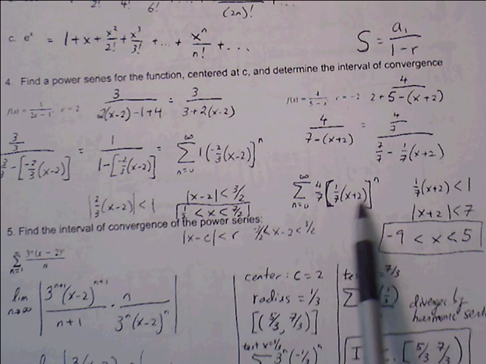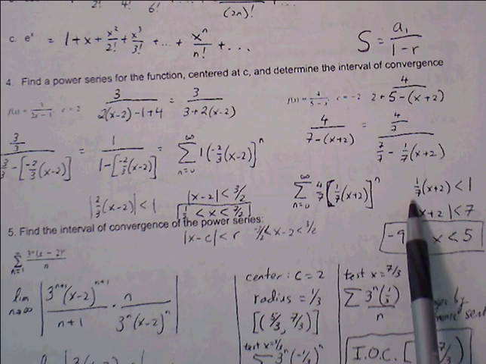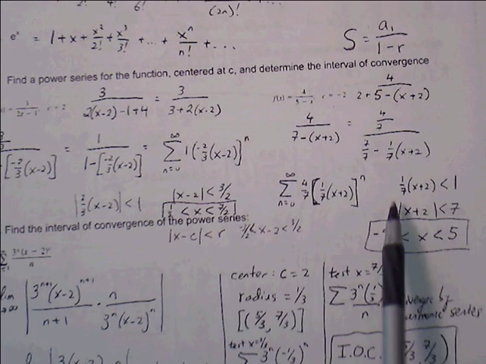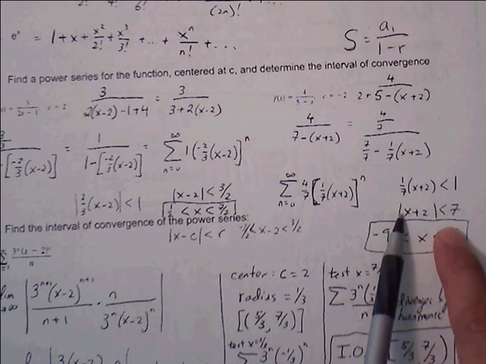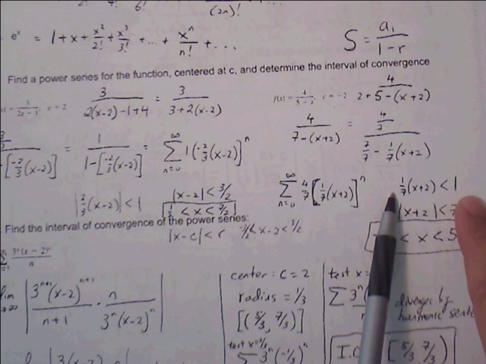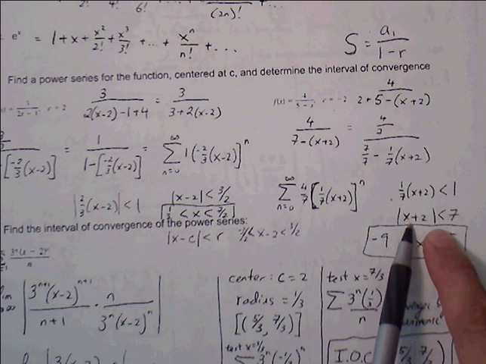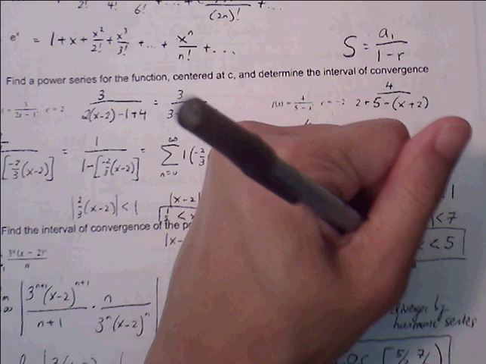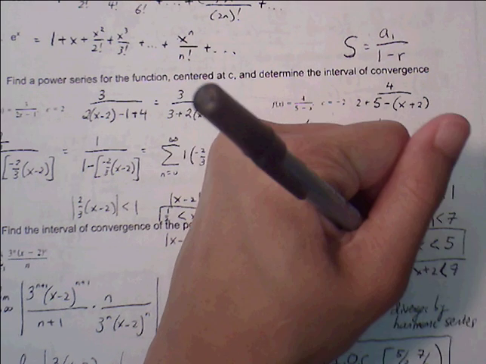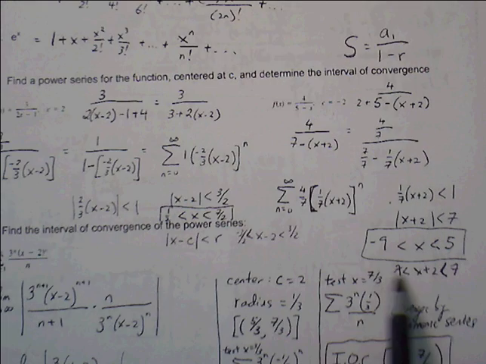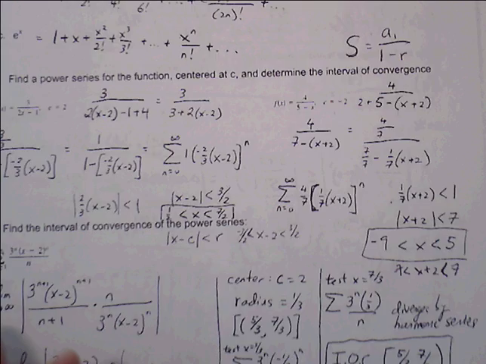So this is my general rule. My ratio: |x - c| < r. So I can make this |x + 2| < 7, if I multiply both sides by 7 over 1. That tells us that the center is -2 and our ratio is 7. So if we write this as x plus 2 is between 7 and -7, we can subtract 2 from both sides. So we have our interval of convergence between -9 and 5.